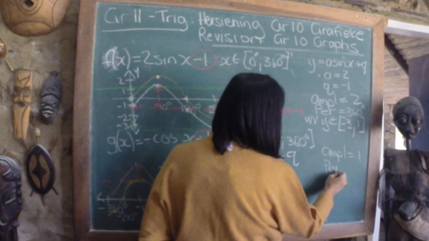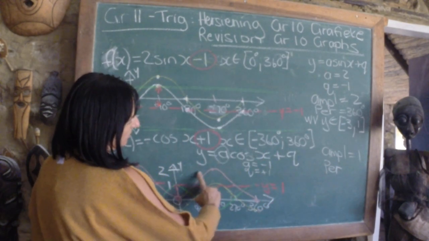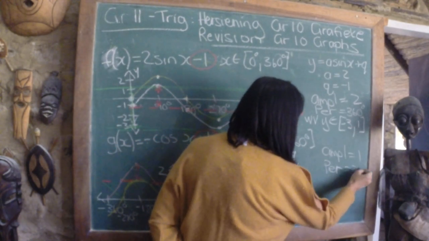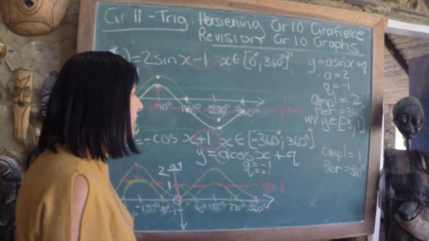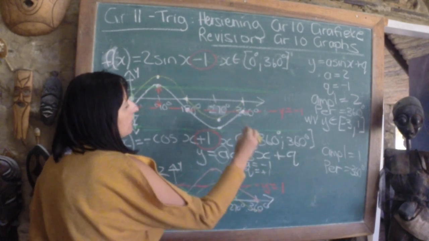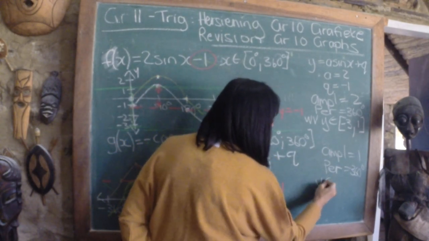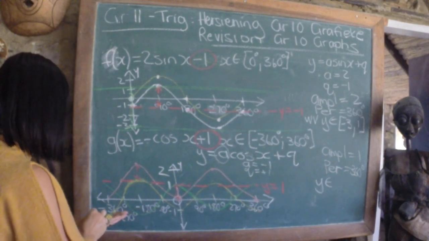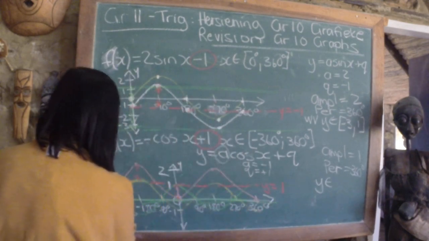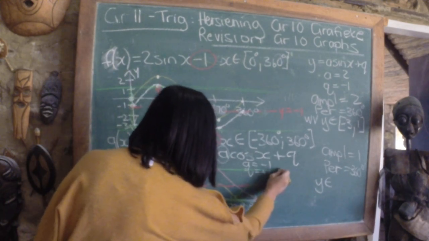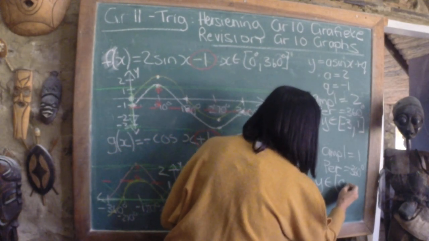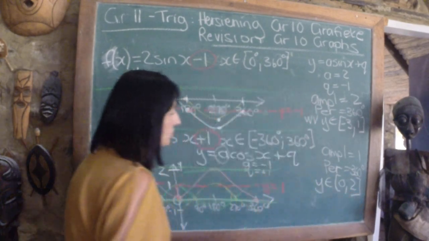The period: it takes this cos function 360 degrees to complete the cycle before you can copy and paste. And then we can look at our domain, which is always that. The range, the y values: if you cut that brown one now, it's going to be cut off here and cut off there. So it is the y-values from 0 to 2.